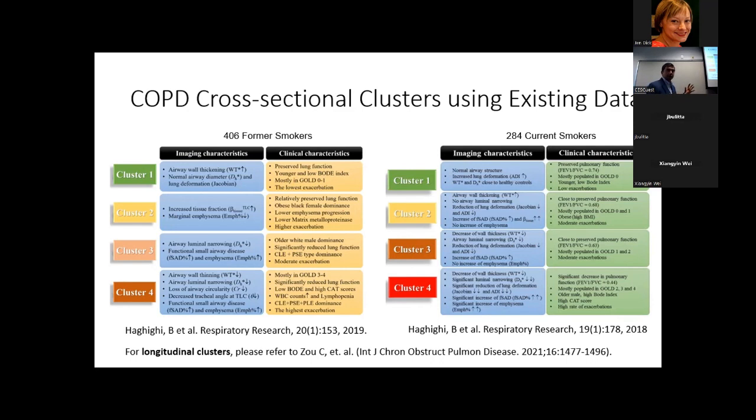You look at the data. In fact, they are quite different in age. And that's why we separate former smokers from current smokers. And I have to emphasize that we use cross-sectional data.